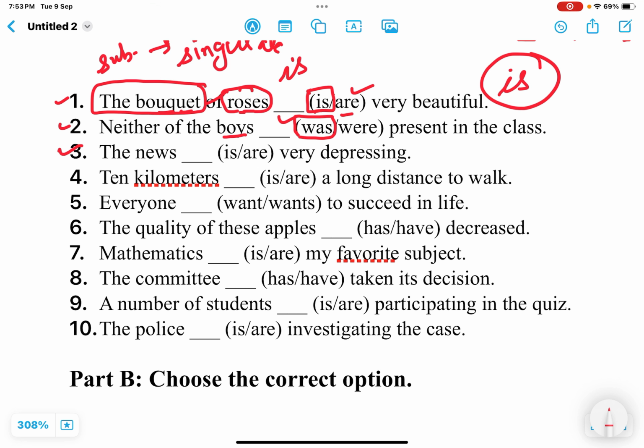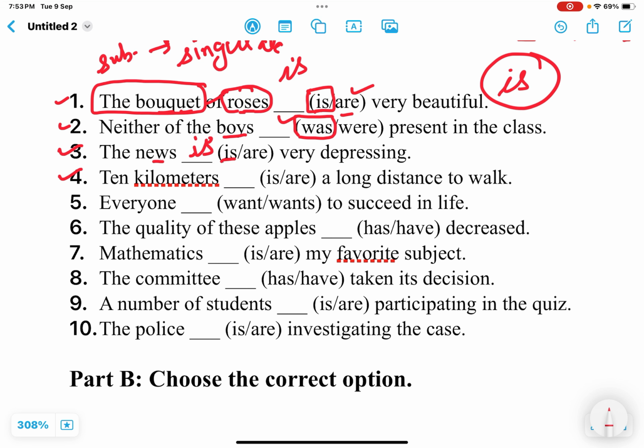Next, see the news. No doubt it is a plural-looking word, news, new plus s, but news is always considered as singular. This is not plural, this is singular. The news is very depressing, not are. The word news is always considered as singular. So here the correct answer is, the news is very depressing.